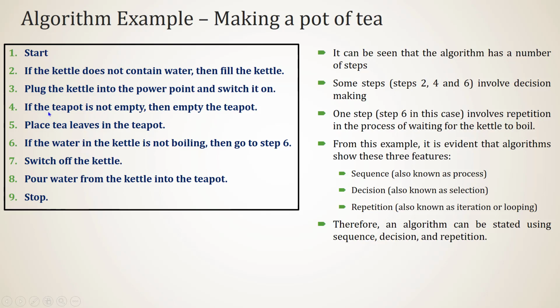Decision. So some steps may contain decision statements. It is also known as selection. Some statements will contain repetition. That means a set of statements or a single statement may execute more than one time. Here step 6 is executed more times. All other steps are implemented only once. Repetition is also known as iteration or looping. Therefore, an algorithm can be stated using sequence, decision and repetition.